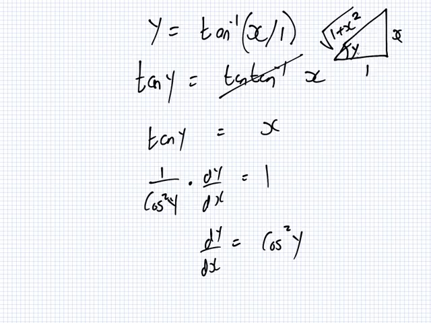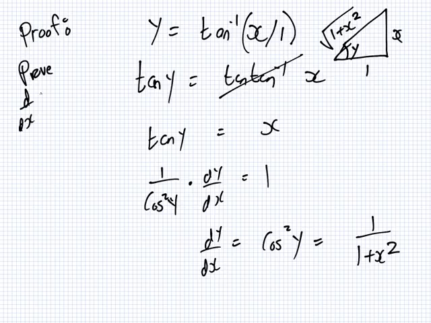So what is cos y? What would be cosine here? 1 over the square root of 1 plus x squared. But if I square it, it's 1 over 1 plus x squared. And this is the derivative of tan inverse. And this is actually a proof. The exam would ask you to do something like prove the derivative of tan inverse x is equal to 1 over 1 plus x squared. So we've just done that proof.